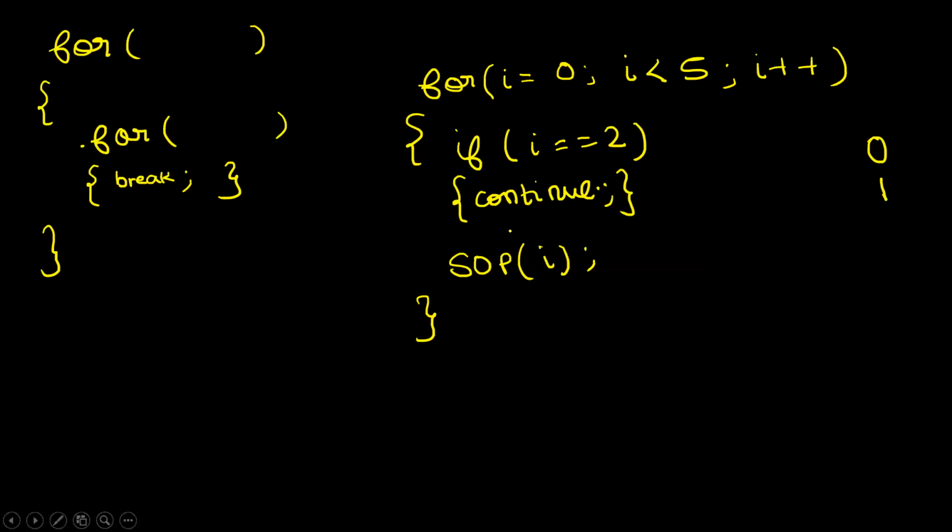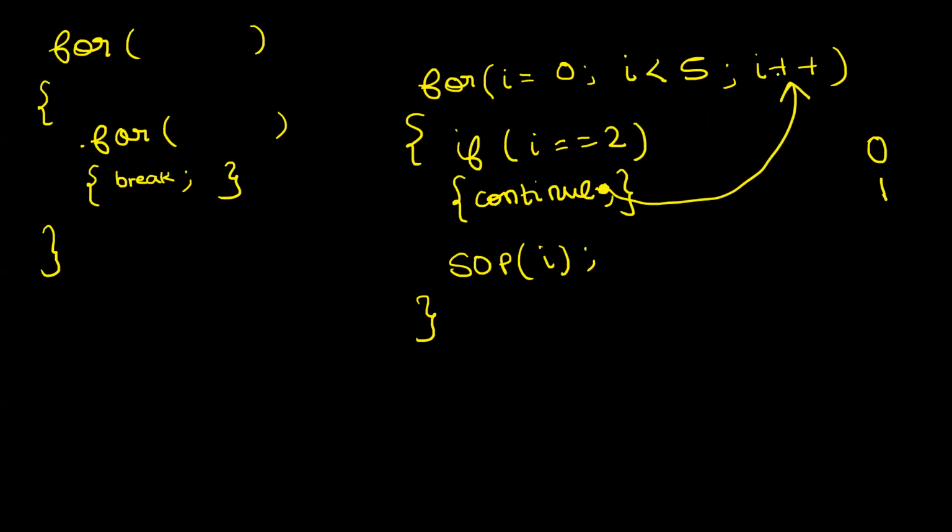Listen to me very carefully. The moment you hit a continue keyword, you go to the next iteration of the loop. You don't break outside the loop. You just simply go to the next iteration of the loop. So the moment I hit a continue, I don't care what lines of code are in this for loop, I will simply go from here to the next iteration.